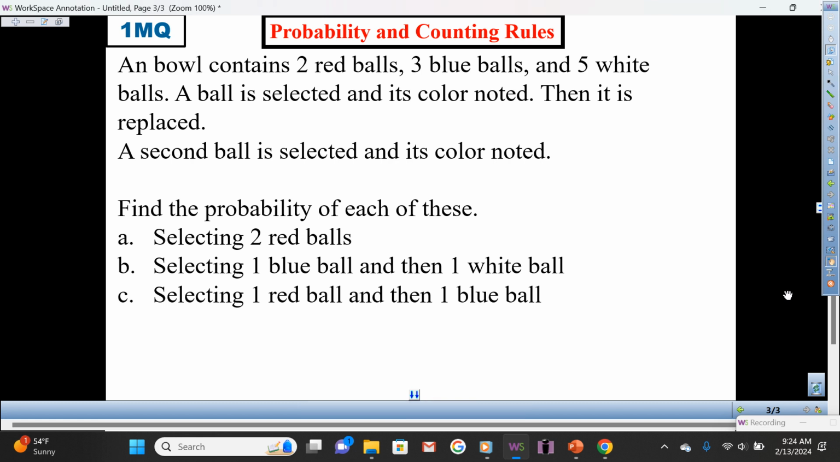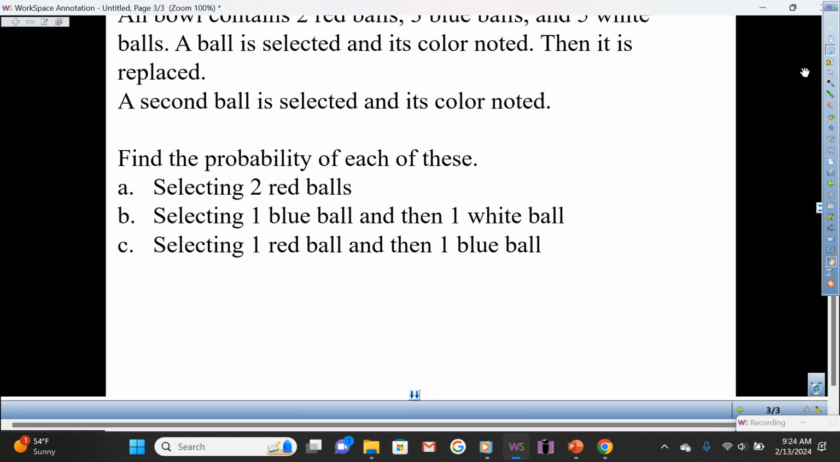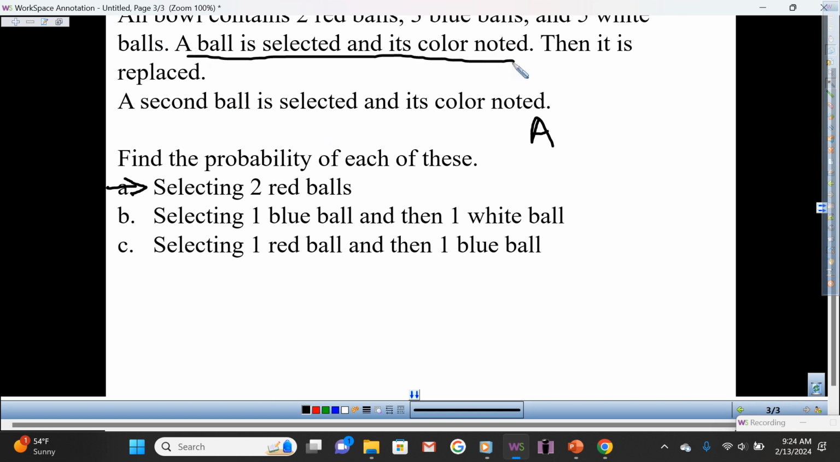Chelsea, what is A? Right now we're working on part A for this one. What is A? Close. You can't get 2 of them out. We start by first looking at the instructions. A ball is selected, its color is noted, and then another one is selected and its color noted.